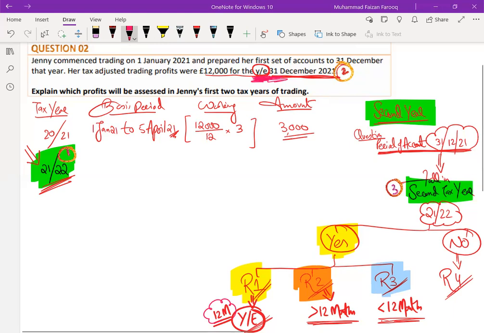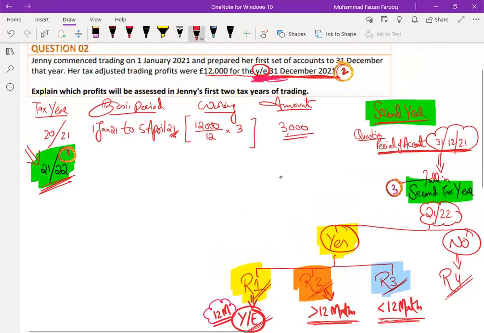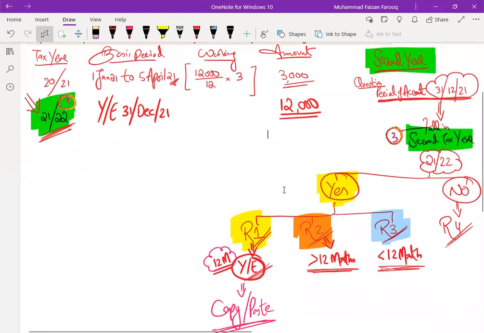What is rule 1? Rule 1 is copy-paste. What is copy-paste? Very easy. Just carefully look at the screen. What will we copy-paste? The year end as it is given in the question, we are going to copy it and paste it in the basis period. Rule 1 is copy-paste.